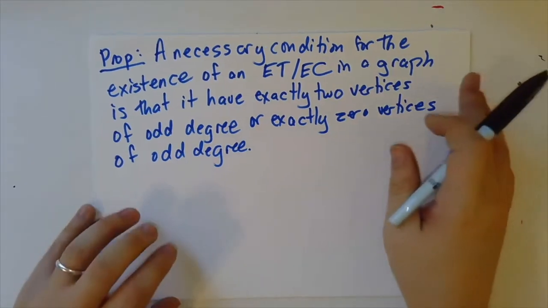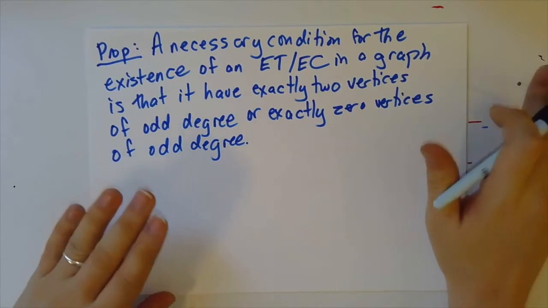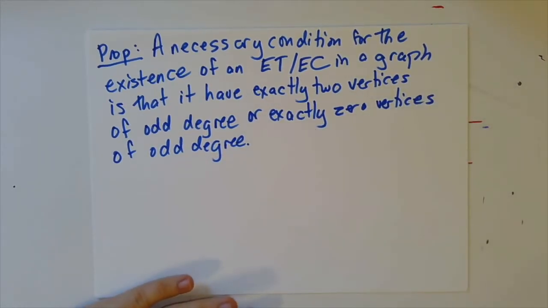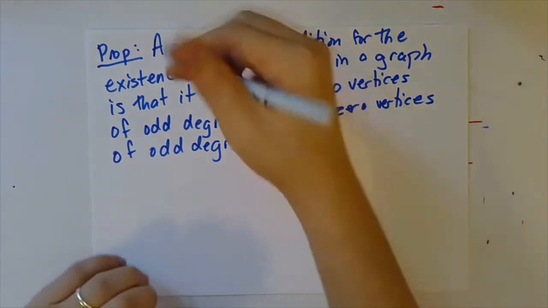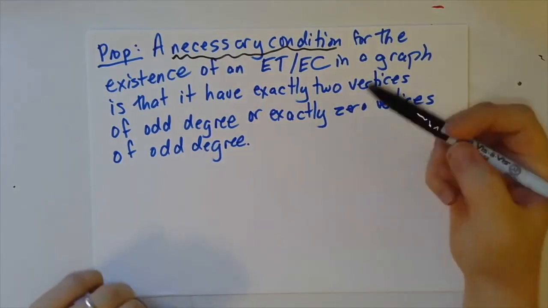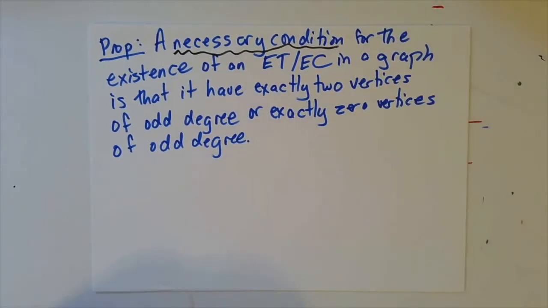Any other number of vertices of odd degree, and we immediately know that there is no Eulerian trail or Eulerian circuit. Remember, what does necessary condition mean? It means that if this condition isn't fulfilled, there definitely isn't one.